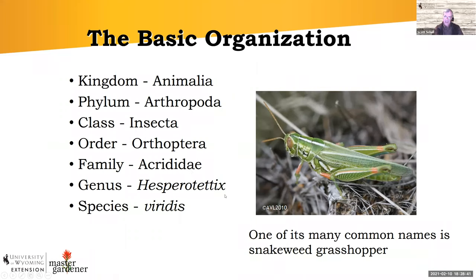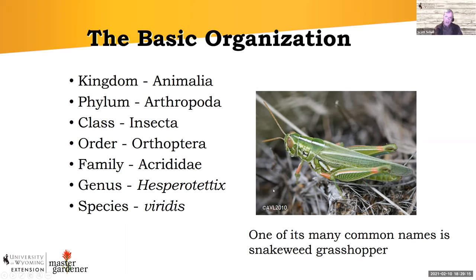The genus is Hesperotettix. So that's like our last names. It's always capitalized and either underlined or italicized. Many times these are Greek or Latin based. They're usually descriptive if you speak Greek or Latin. It helps me to learn some of these things that are the roots of these because it just clicks in my mind. And then the species is viridis.